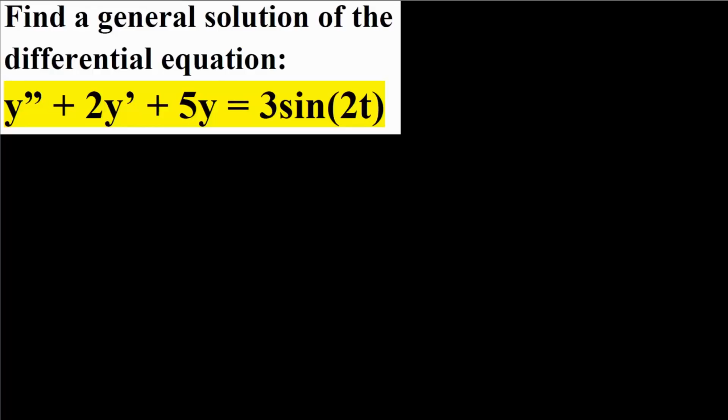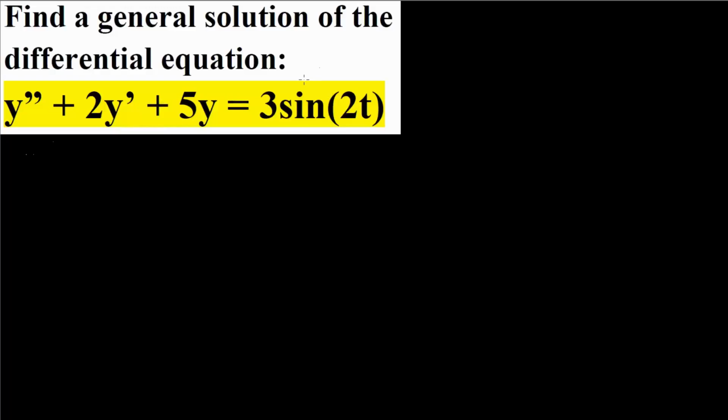Okay, in this video, we want to find a general solution for the differential equation y double prime plus 2y prime plus 5y is equal to 3 sine 2t. And this is a non-homogeneous equation because this is equal to something, not 0. A homogeneous equation, which we are used to, has this equal to 0. So we have to do something different on this problem.